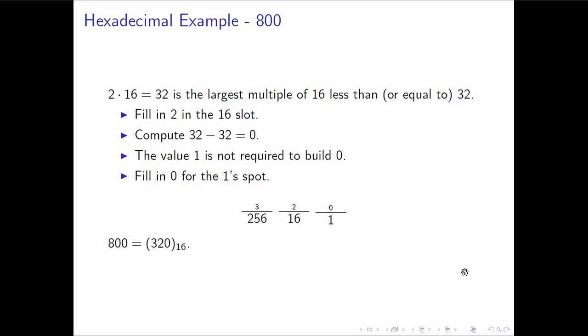So it didn't happen to be the case with this example that I needed fewer digits. I still needed 3 digits, but 320 is a number that would typically be less than 800 if they were both written in decimal. So the number shrank in a sense.